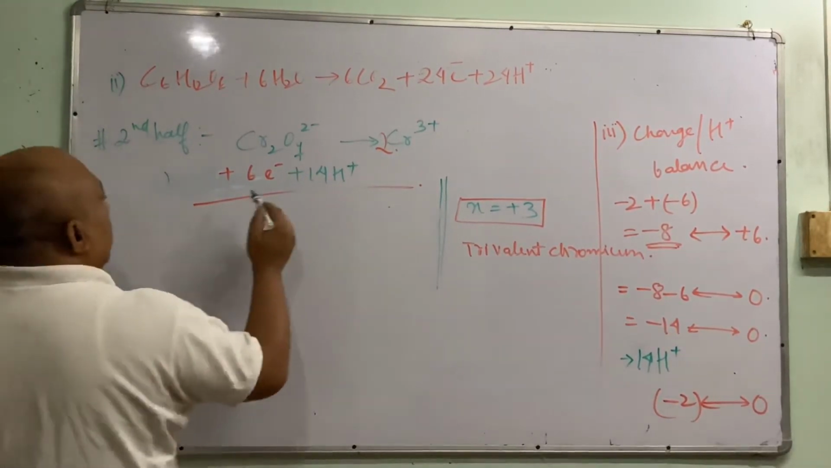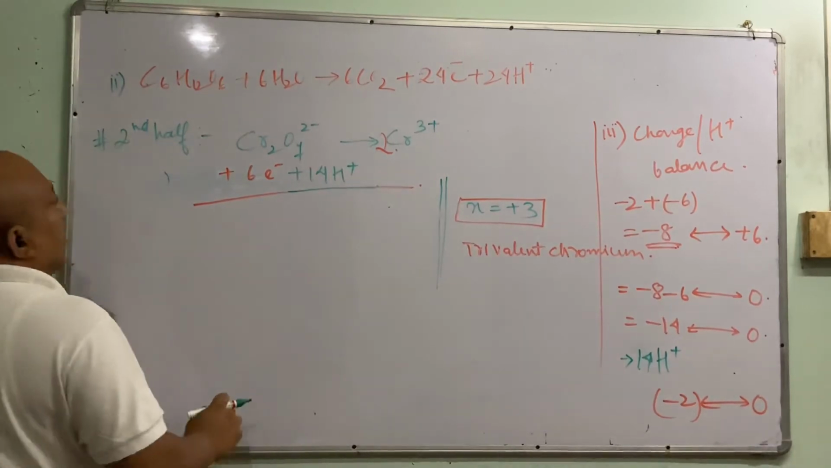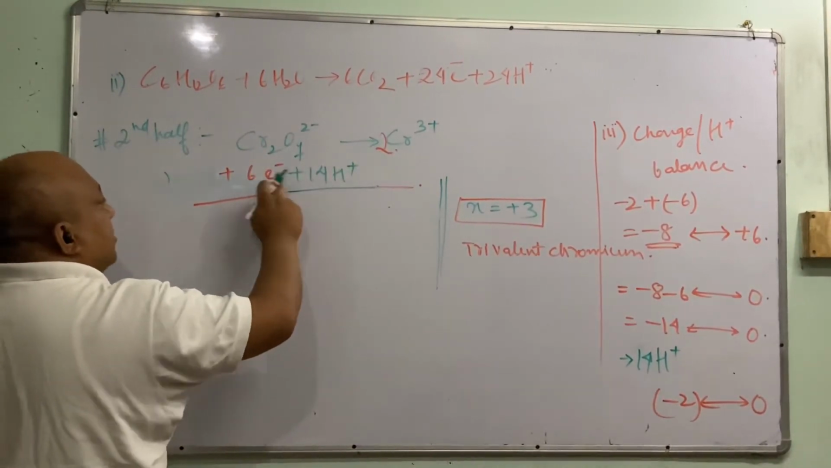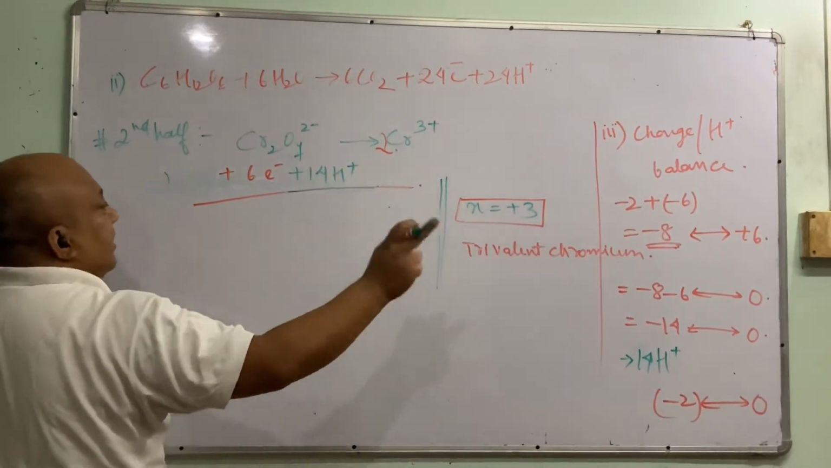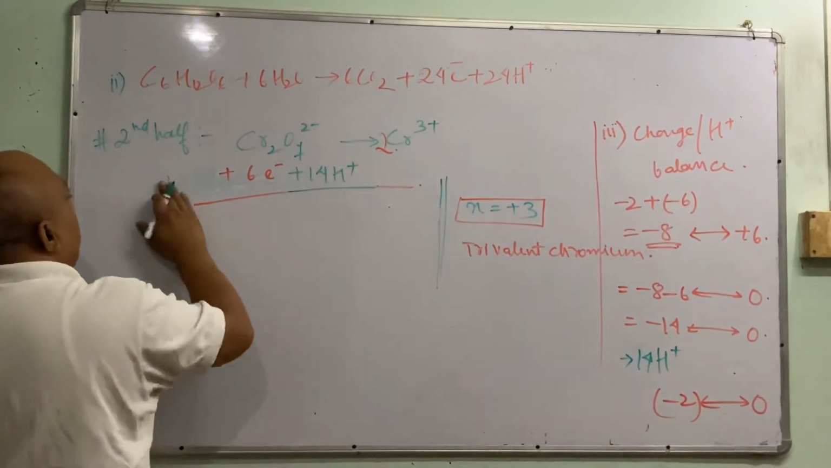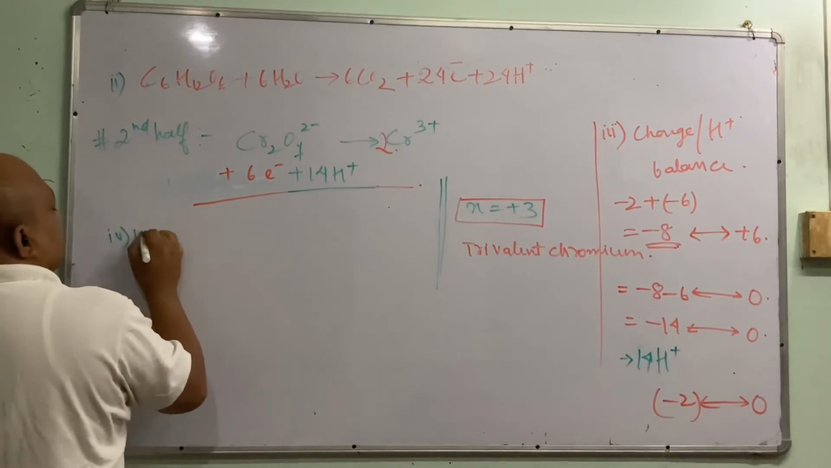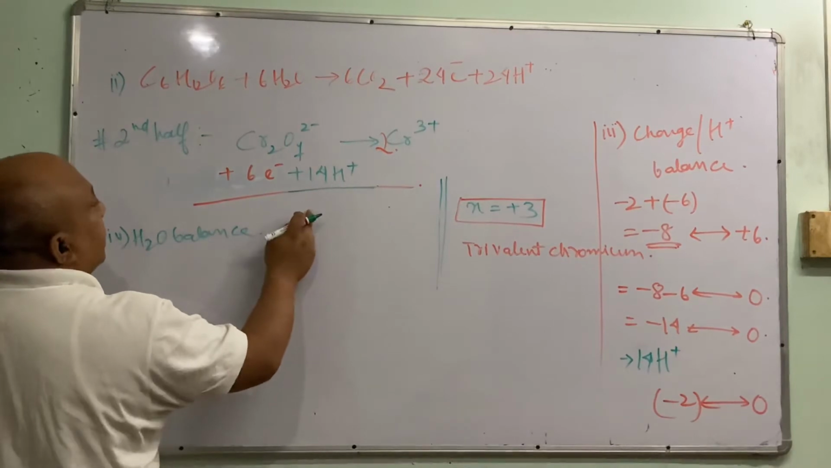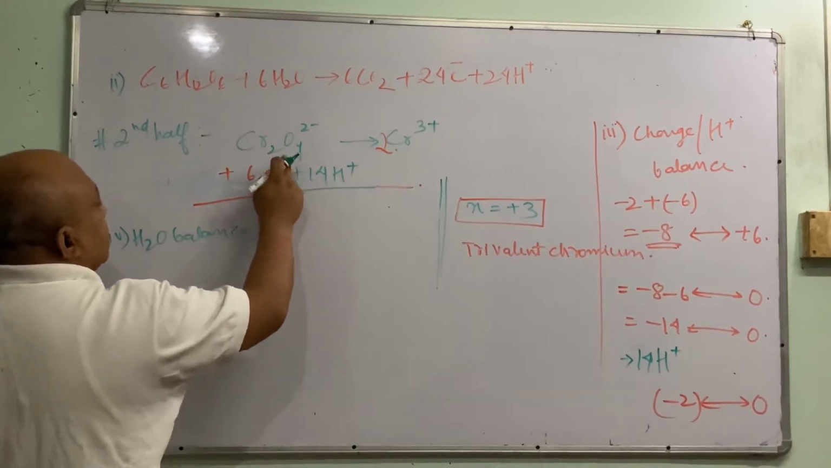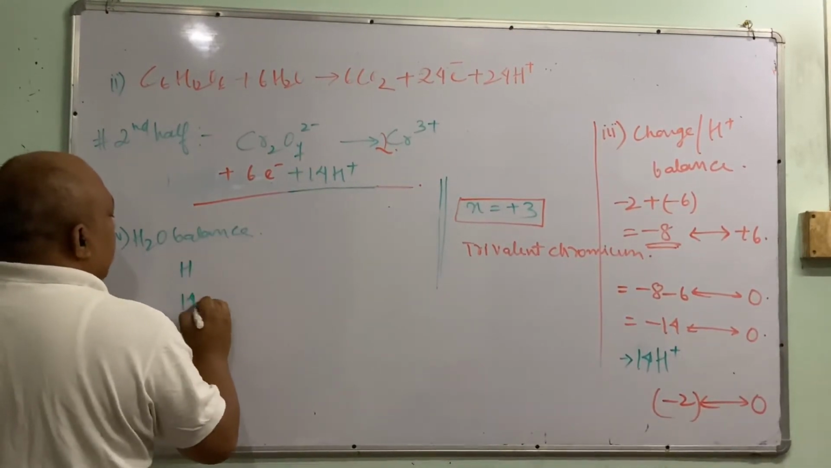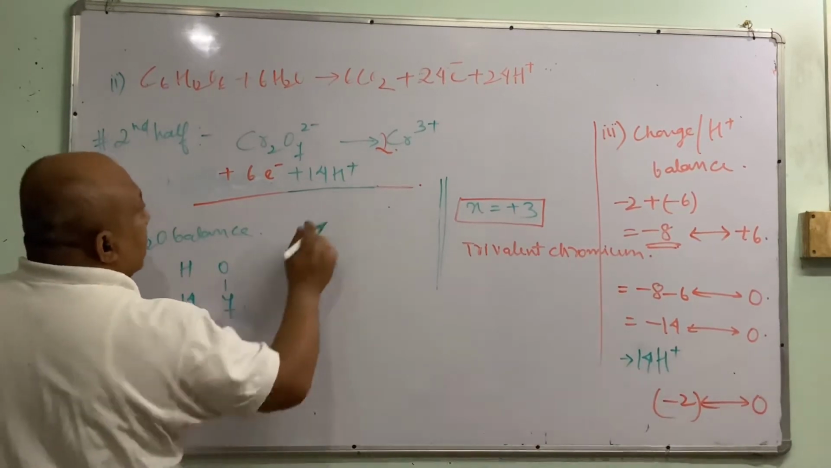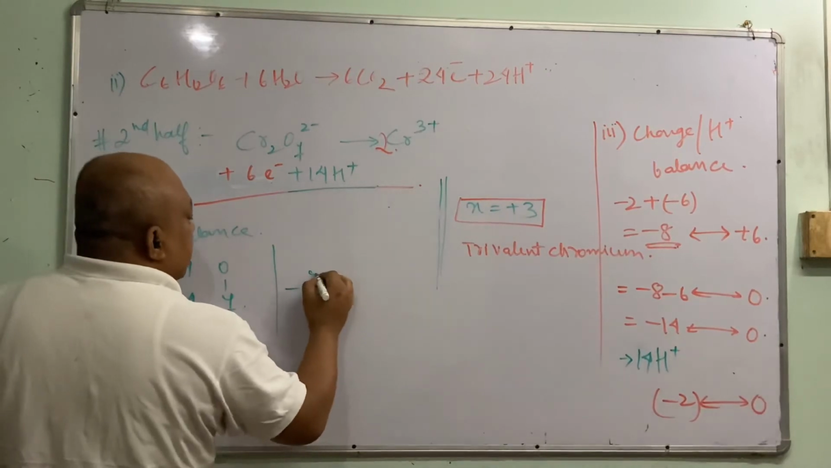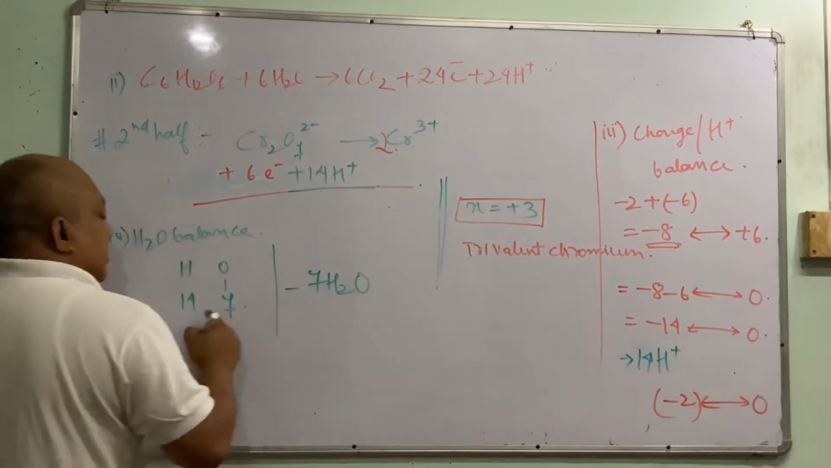Okay, up to here. So here's step number 1, oxidation is balanced, electron is balanced, hydrogen is balanced. Now the final is step number 4, that is water balance. You can see here 14 hydrogen and 7. Here hydrogen is 14, oxygen is 7. This side there is no hydrogen, neither oxygen. So this side there should be 7 molecules of 7H2O.